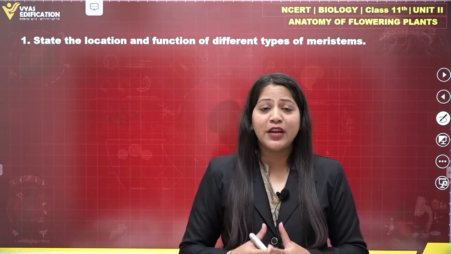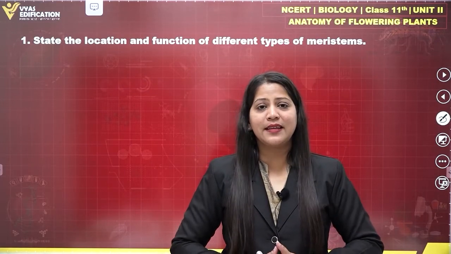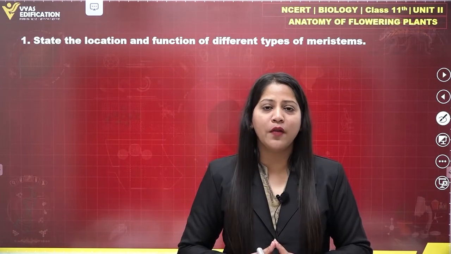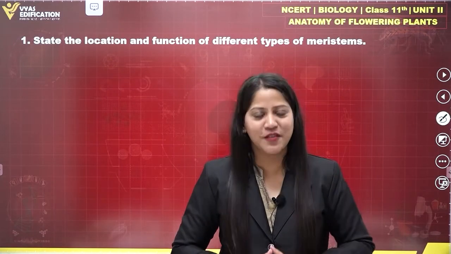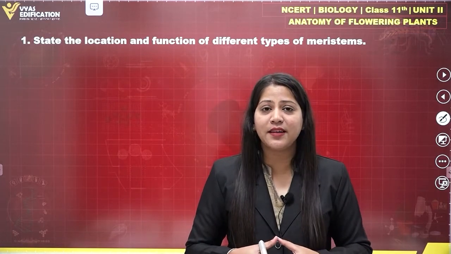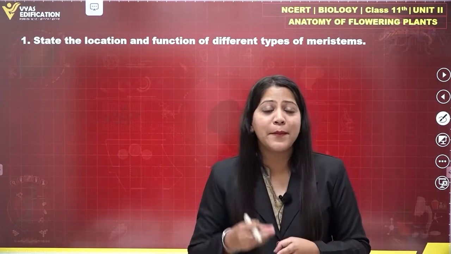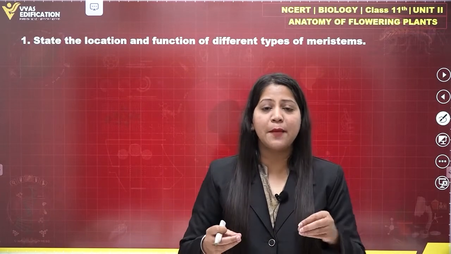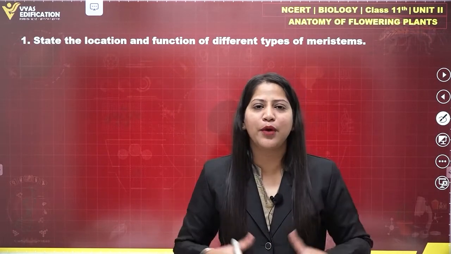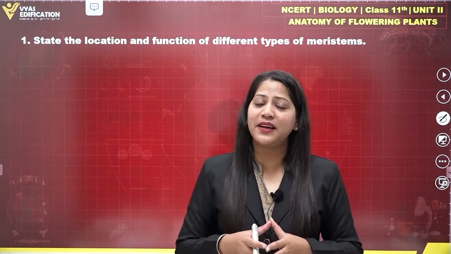Now if we talk about the very first type of meristem, that is apical meristem, then apical meristem is found on the apex or apices of stem, roots and their branches. What is the location of apical meristem? They are found on the apices of root, stem and their branches. This is the location of apical meristem.